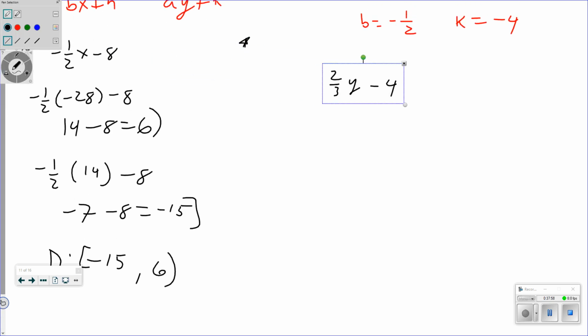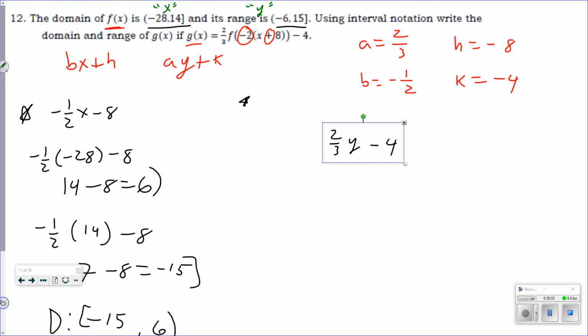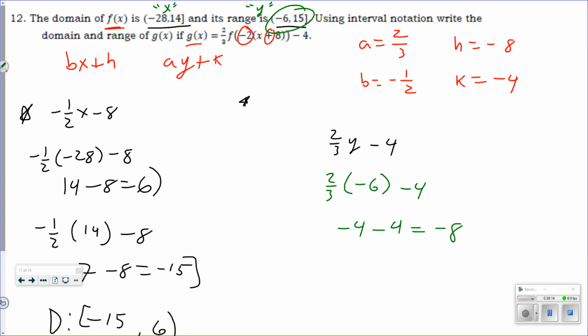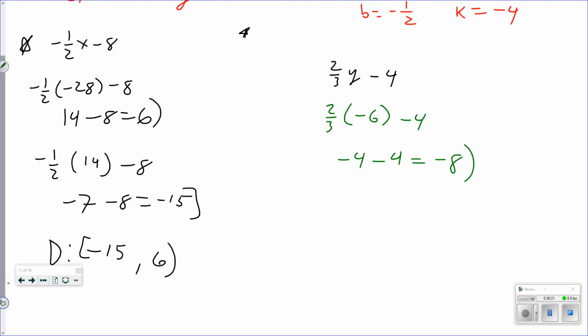Just move this over here and do it in different colors so we don't get lost. So I have 2/3. I'm plugging this in. So negative 6 minus 4. That's negative 4 minus 4, which is negative 8. Negative 6 has a parentheses. Negative 8 gets a parentheses. That's what we have. Now we're doing it 15 as well. 2/3, 15 minus 4. That's 10 minus 4 is 6. 15 has a bracket. 6 gets a bracket.